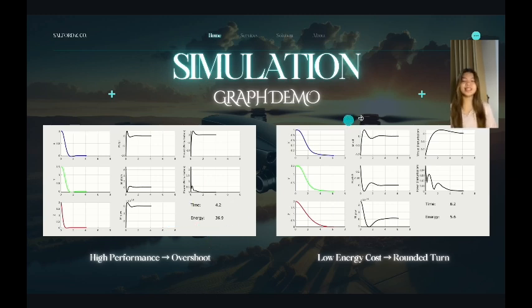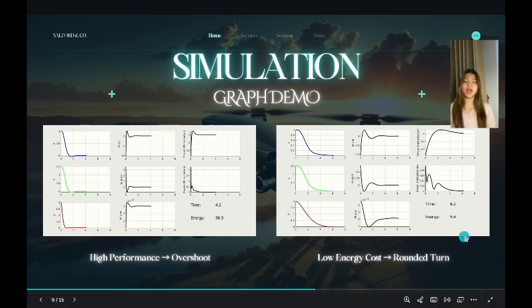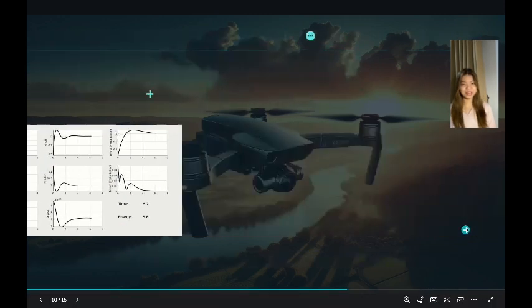On the right side is the low energy cost controller. Here, the X, Y, and Z positions go down more slowly and smoothly. This means the drone takes more time but moves in a softer way. The roll and pitch moments are much smaller, which means it uses less effort from the motors. The power graph also shows smaller bumps, which means it saves energy. Therefore, this drone finishes in 6.2 seconds, but only uses 5.6 energy units. So, it's slower, but it saves a lot of power.